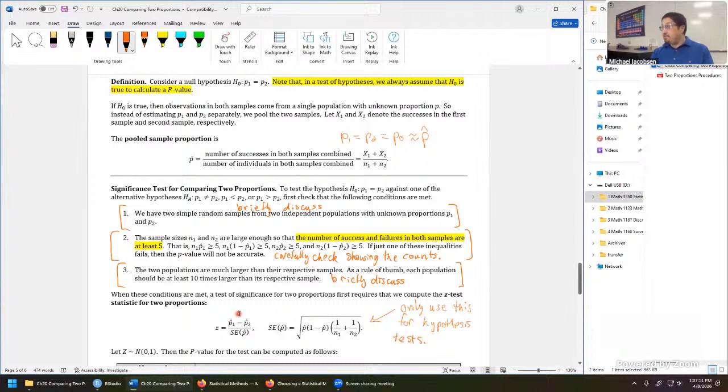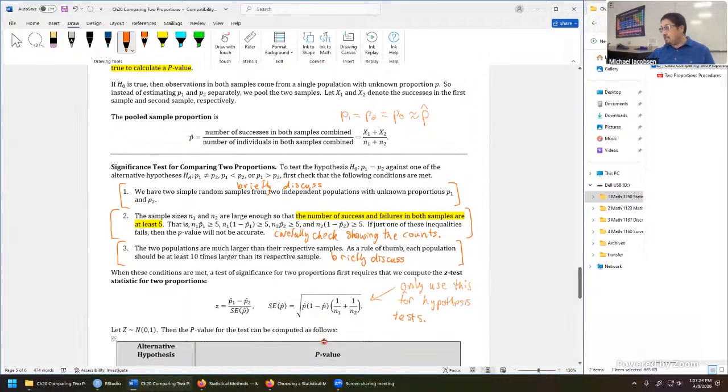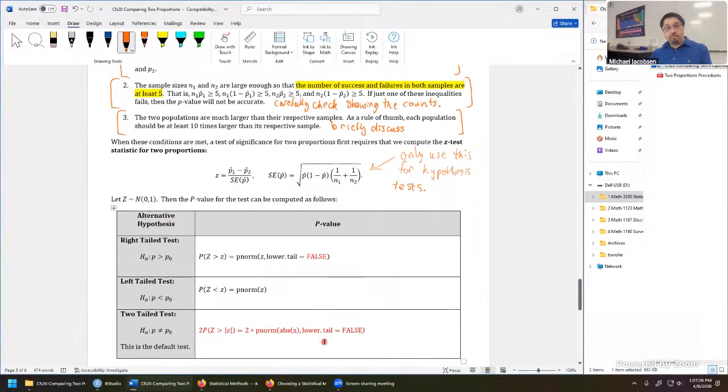It measures, if the null hypothesis is true, how far away the sample proportions of successes are in terms of the standard error, which is an approximate standard deviation. Once we have that test statistic, we compute the p-value as before.